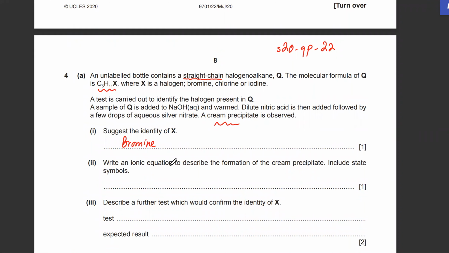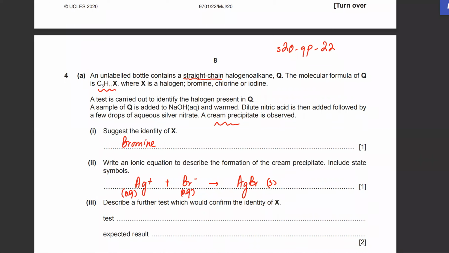Next one is write the ionic equation. So this is what happens. If you add silver ions, the Br- ions in solution will combine with it to form the cream precipitate, which is AgBr. So that is the solid insoluble precipitate. These are your aqueous ions. Describe a further test which would confirm the identity of X.